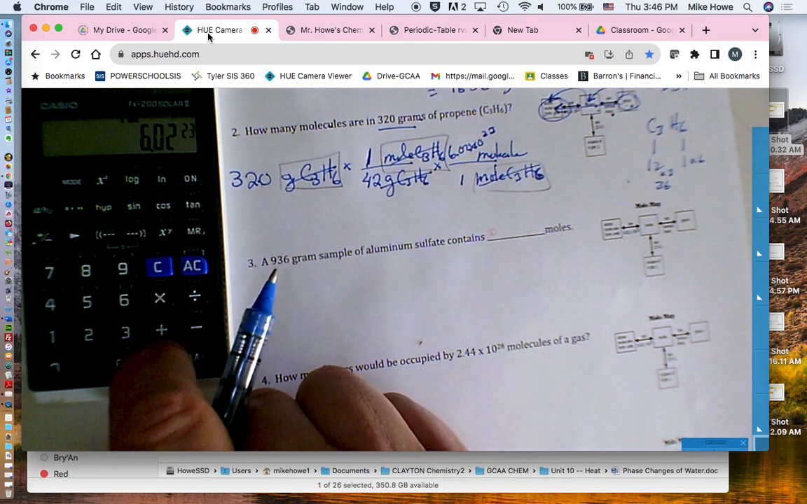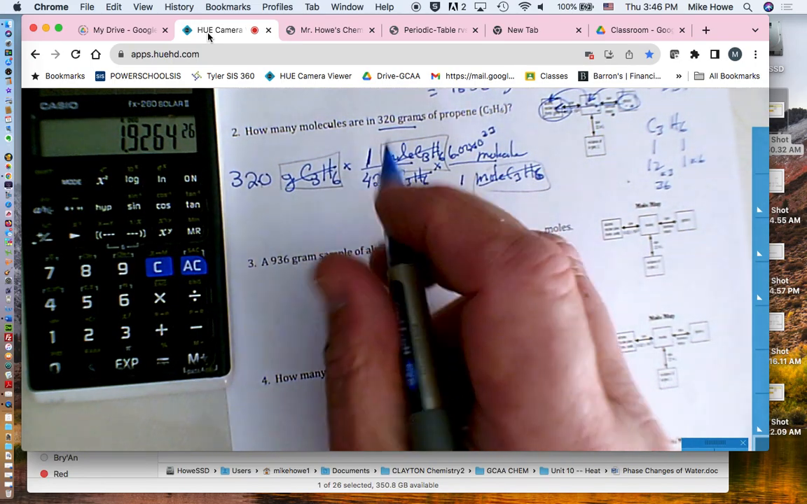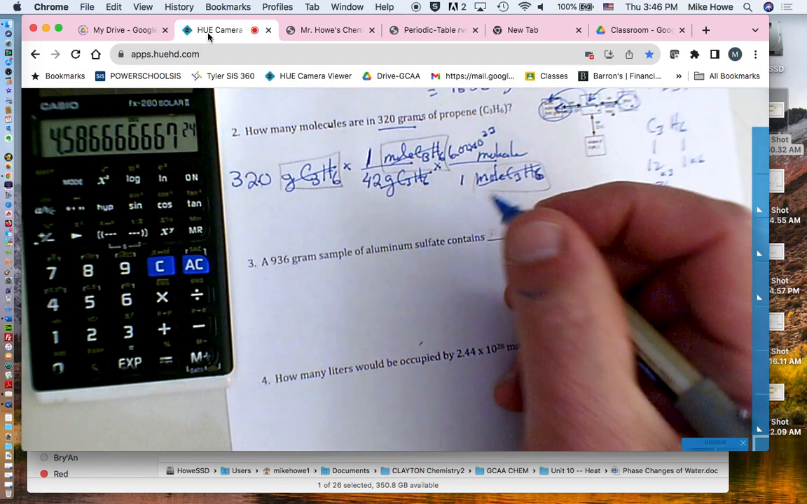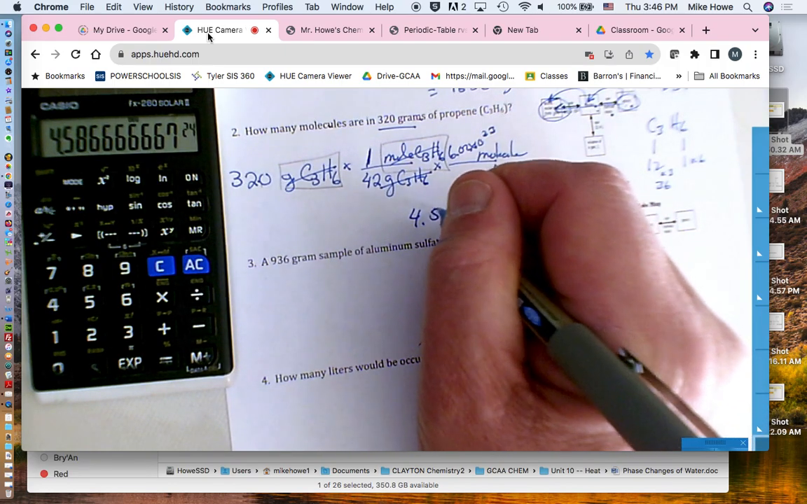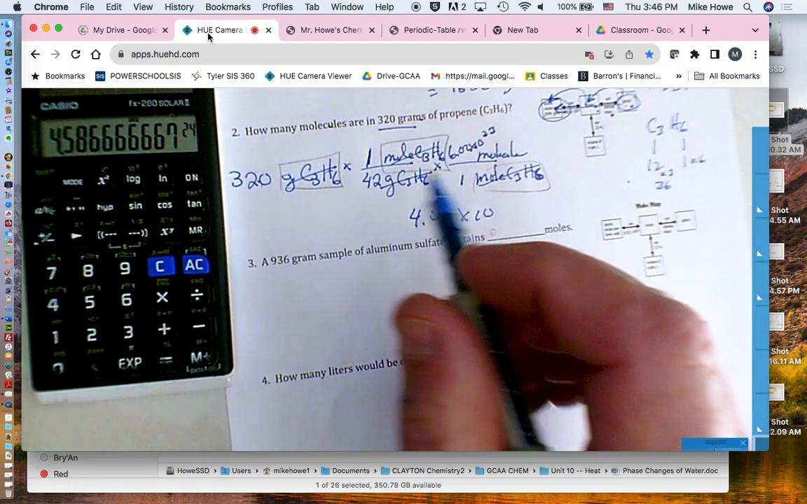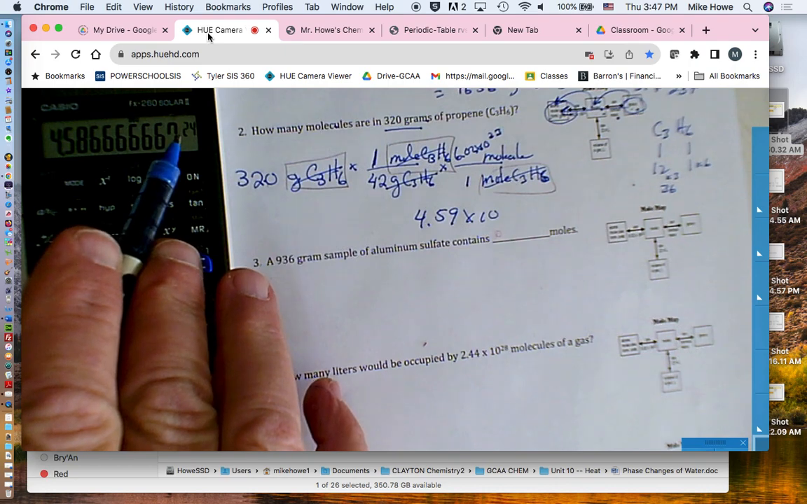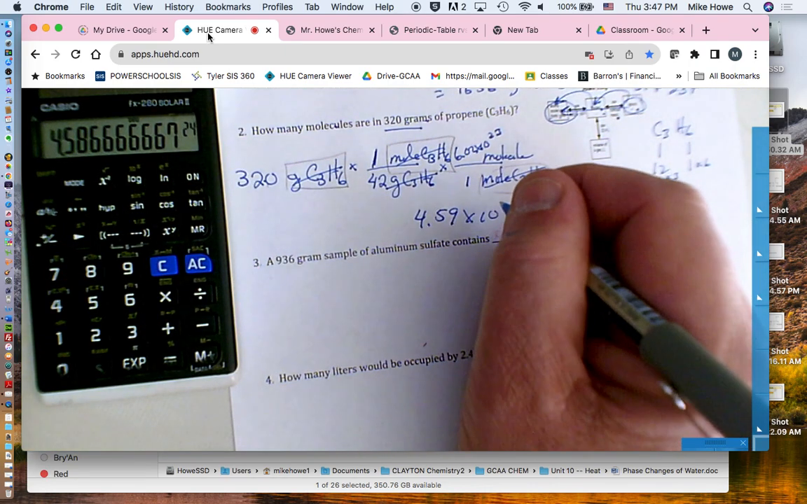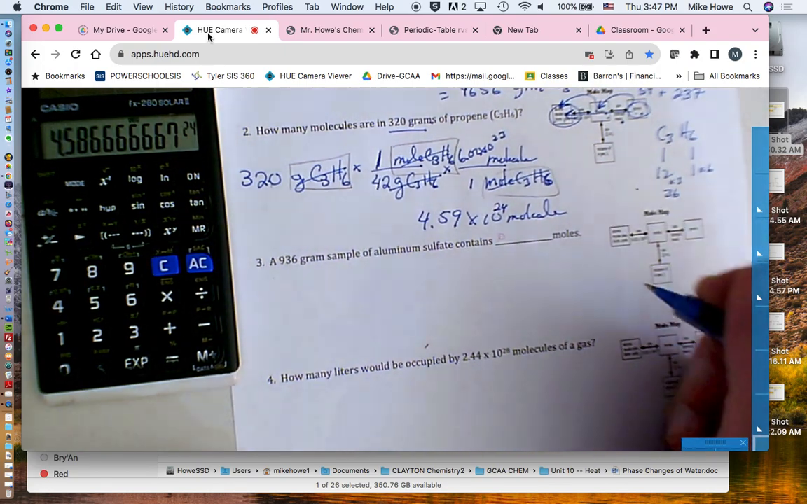Okay, so that gives us what's across the top, and then we divide by every number that we see on the bottom, which in this case is just the 42. So divide by 42, and you end up with 4.59 times 10, and see that little 24 right there. See how it's elevated, so that's times 10 to the 24th. And that would be the answer in the second one.